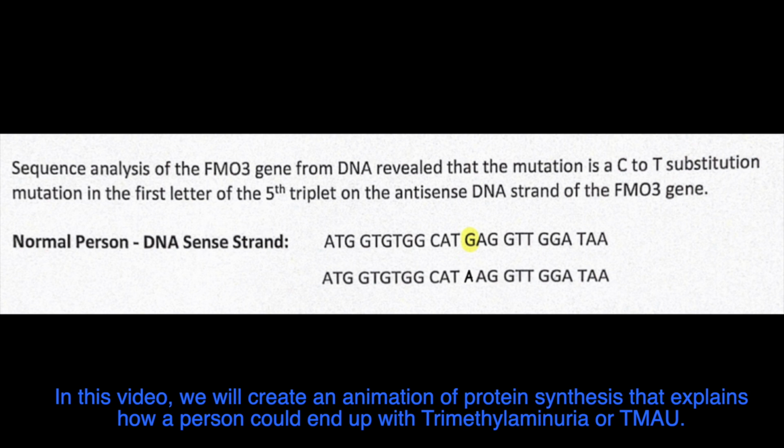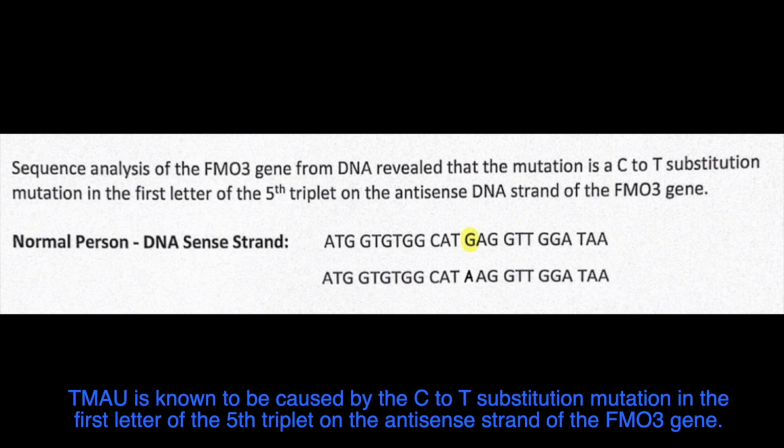In this video, we will create an animation of protein synthesis that explains how a person could end up with trimethylaminuria, or TMAU. TMAU is known to be caused by the C to T substitution mutation in the first letter of the fifth triplet on the antisense strand of the FMO3 gene.